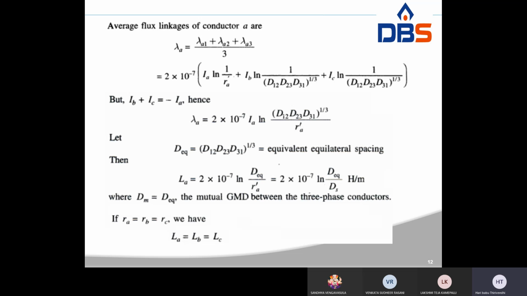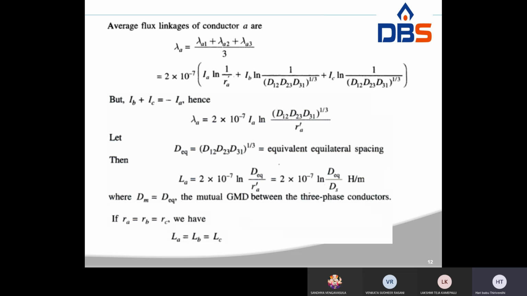IA ln D12, D23, D31 to the power 1 by 3 over RA dash. Suppose symmetrical spacing or equilateral spacing, D12, D23, D31 equal to D. So D cubed whole power 1 by 3, the cube and the 1 by 3 cancel, D will be remaining, right? So before, for symmetrical spacing, 2 into 10 power minus 7 ln D by R dash.